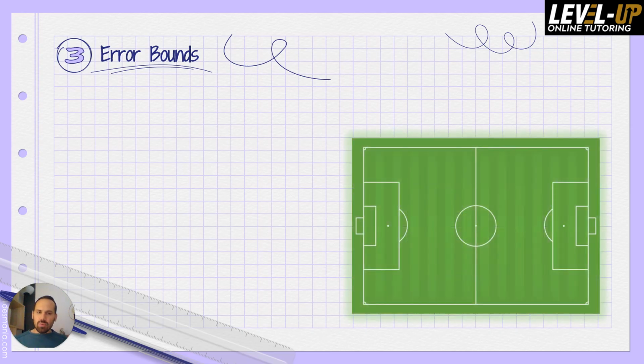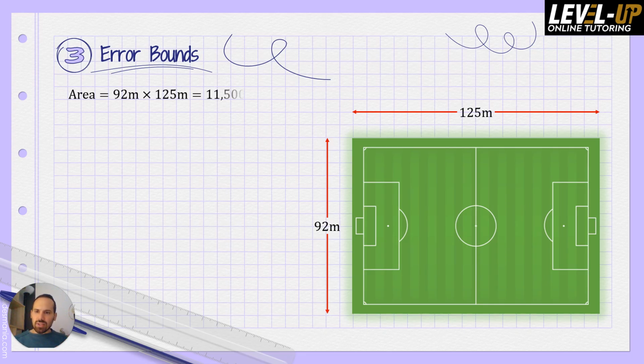So let's take an example of a football pitch, and we've got dimensions of a football pitch like this. However, actually no, I'll come back to that in a sec. Let's calculate the area. So using these dimensions, we can get the area just like this.